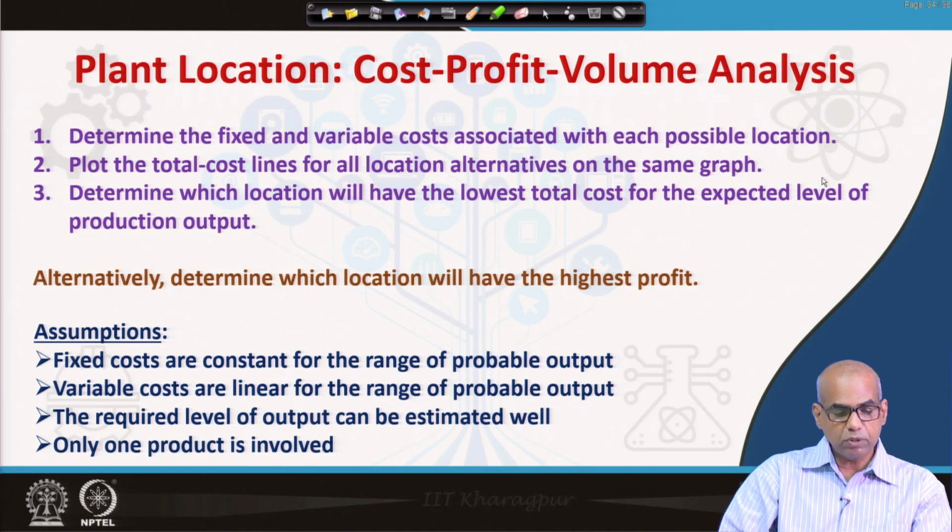Now, there are certain assumptions. Fixed costs are constant for the range of probable output. Variable costs are linear to the range of probable output. These two are very important assumptions that we make here. The required level of output can be estimated well and only one product is involved.